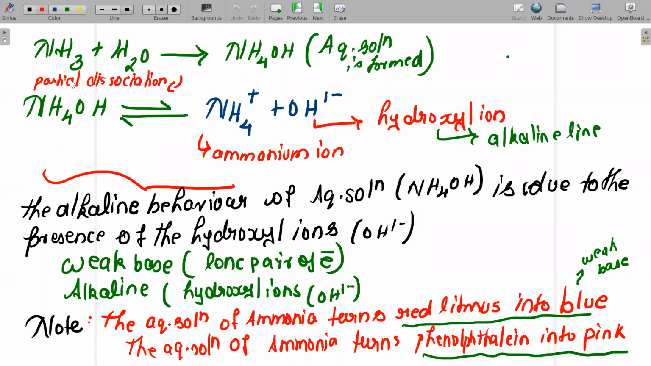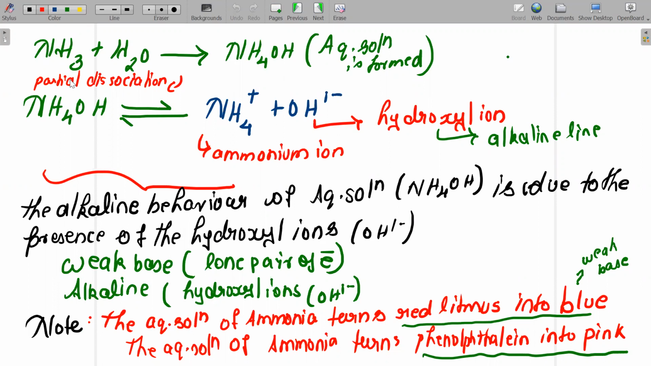Now, alkaline nature means the presence of hydroxyl ion. Understood? The aqueous solution of ammonia turns red litmus into blue. The aqueous solution of ammonia turns phenolphthalein into pink. This too confirms that it is nothing but a weak base. Understood? Aqueous solution of ammonia is a weak base.